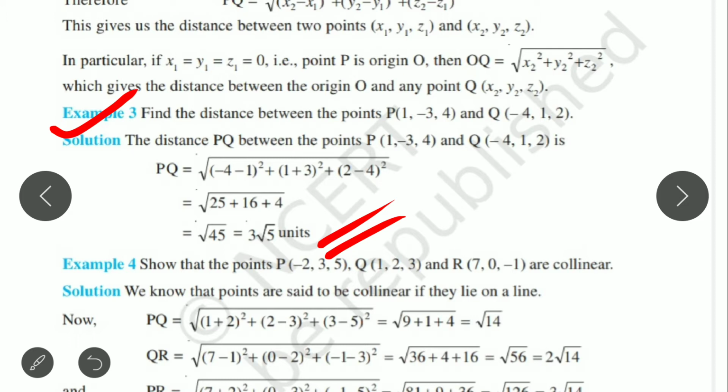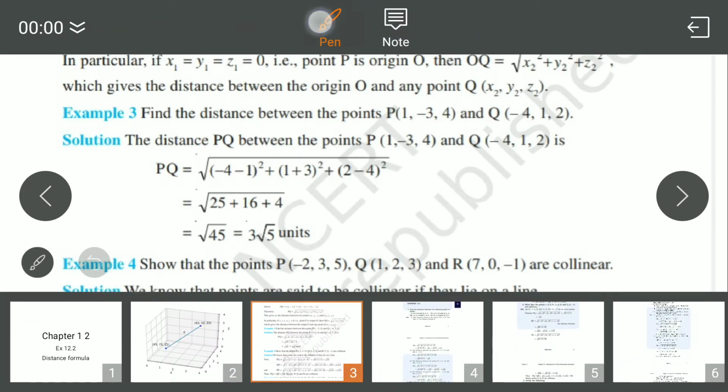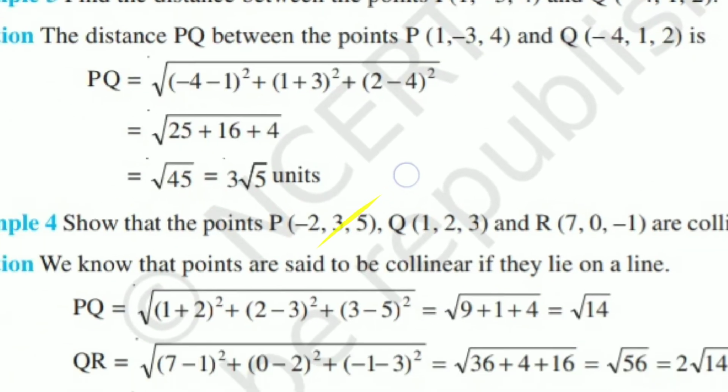Now we also have similar examples to the one I have discussed right now, like example 3, in the exercise questions also. So a ready-made application of the distance formula shall be used in the exercise. One more example I want to discuss here is example 4. Let me just magnify it a little bit.